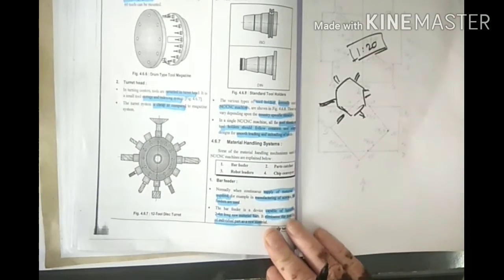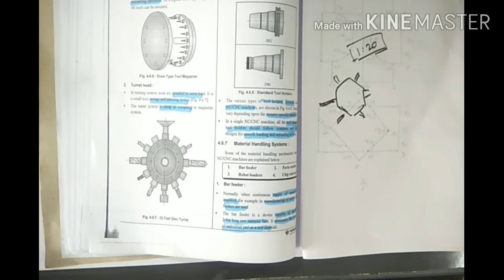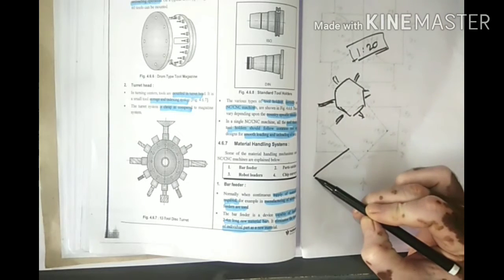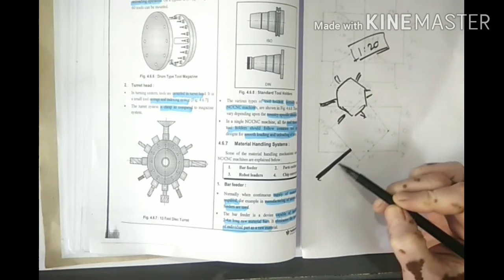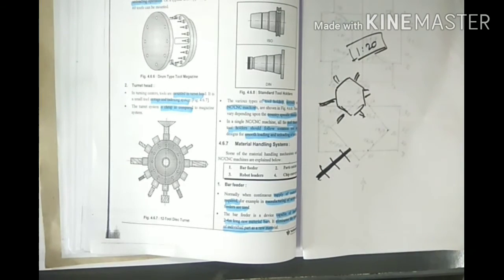So, bar feeder. Normally when a continuous supply of material is required, for example in the case of screw making, a long bar is to be fed continuously and cutting of screws will take place at regular intervals or at a specific distance. So for manufacturing of screws, bar feeders are used. The bar feeder is a device capable of handling 2 to 4 meter long raw material bar.